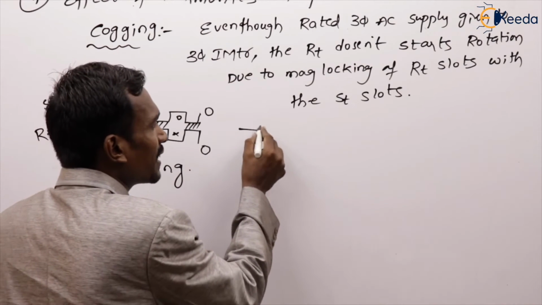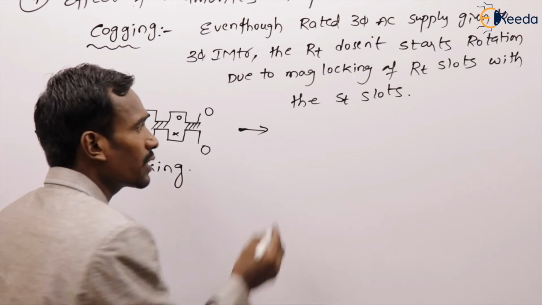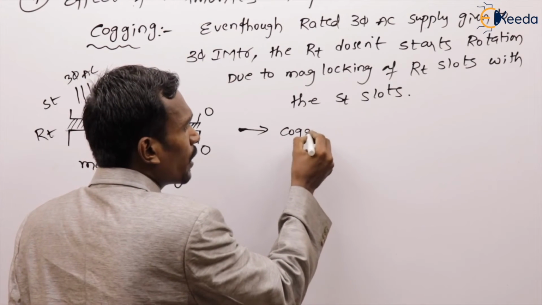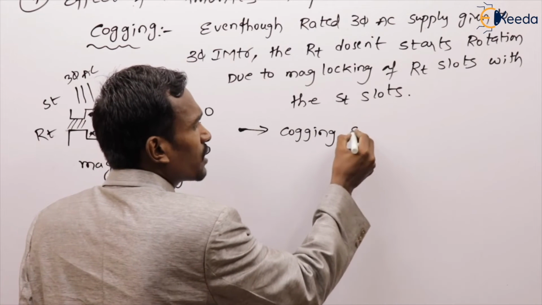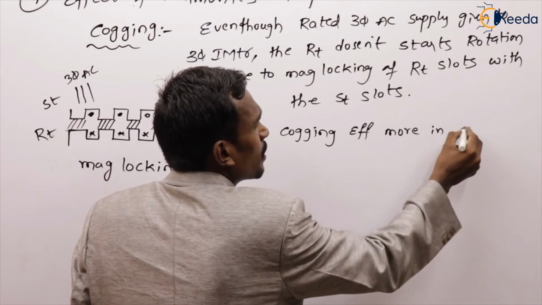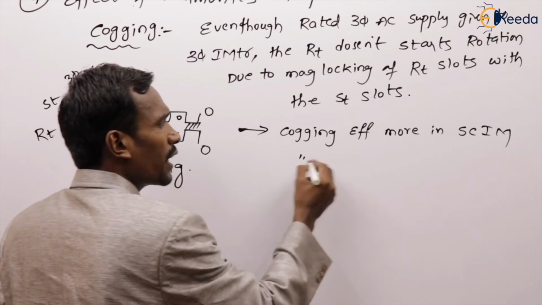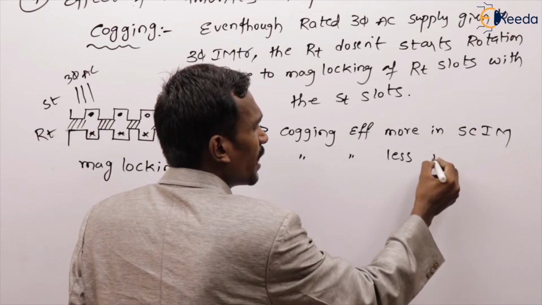Generally, cogging arises in low starting torque machines. Nothing but the cogging effect is more in squirrel cage induction motor. Cogging effect is less in slip ring induction motor.